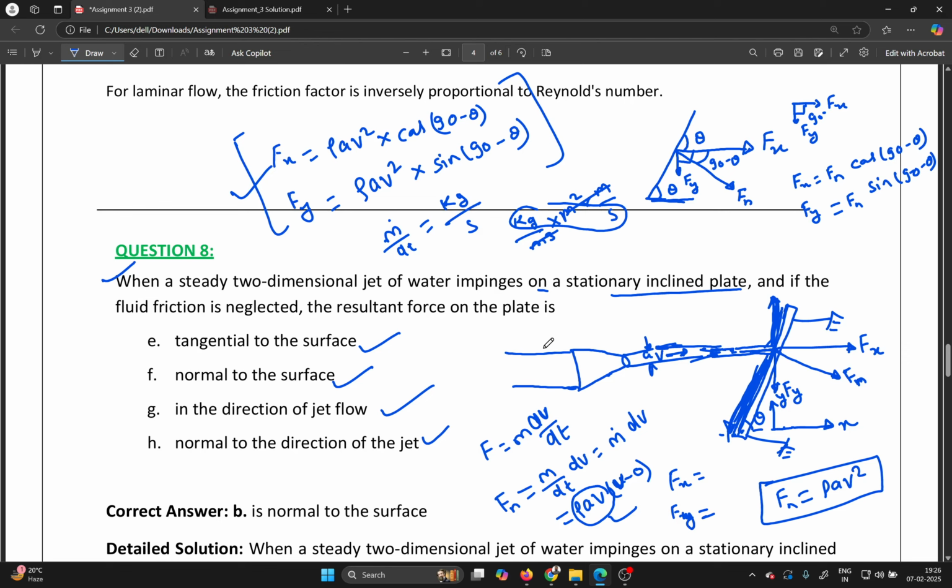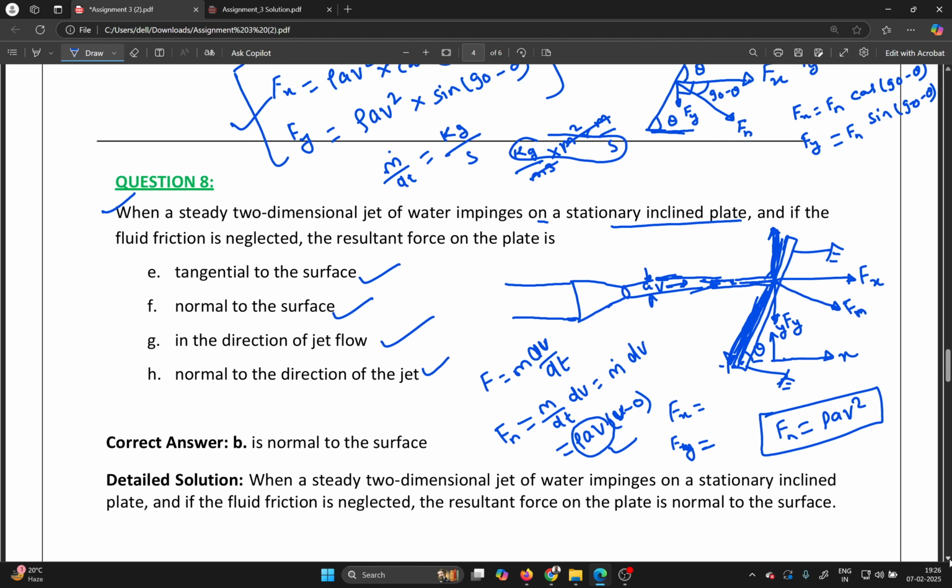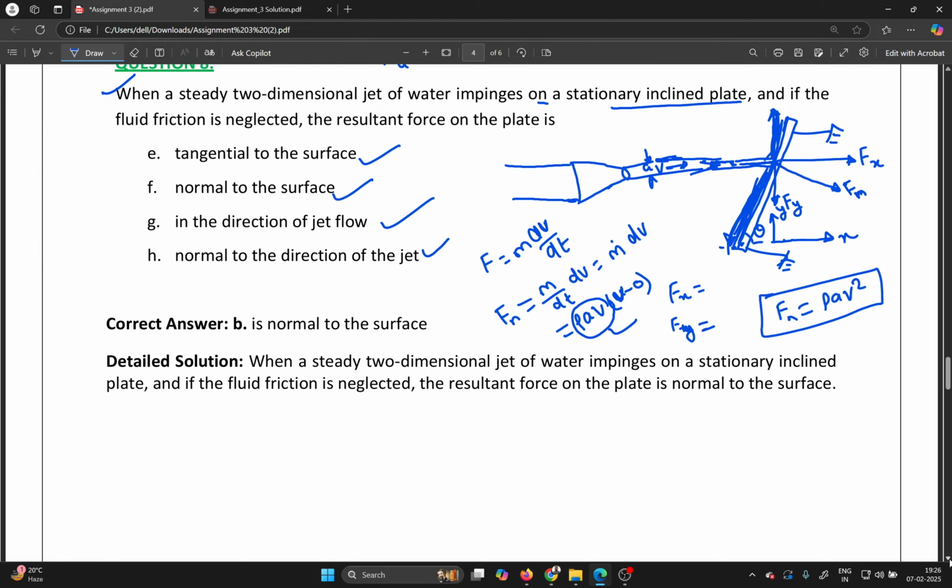So this is the whole concept behind your inclined fixed plane. You can go one by one for your vertical fixed plane as well as flex, and also movable plate you can go through. So this is up to you whether you want to go through or not.